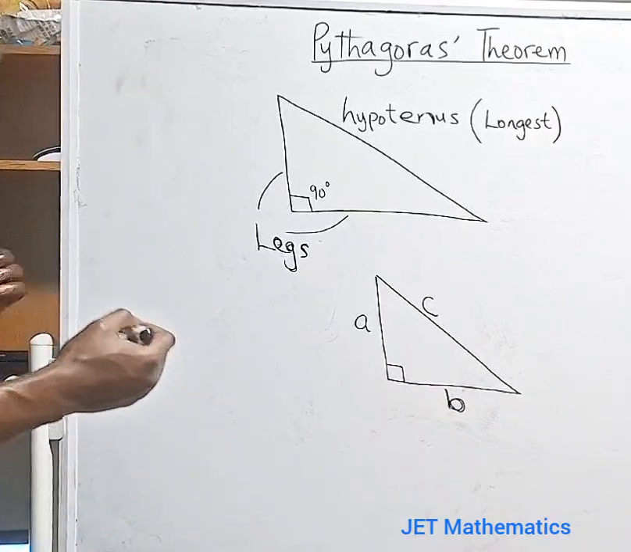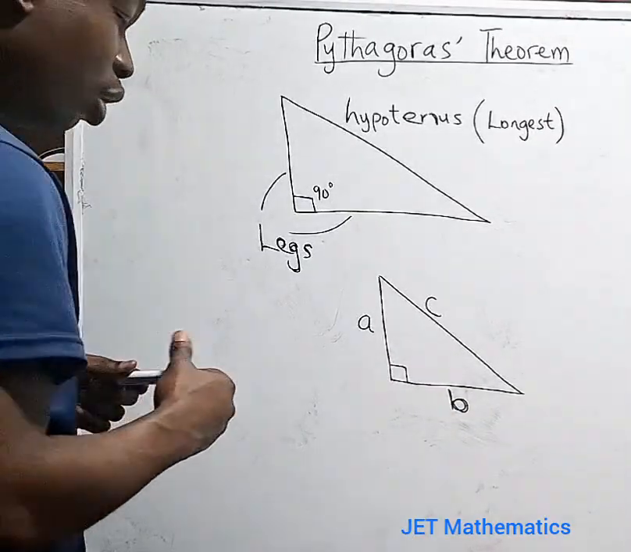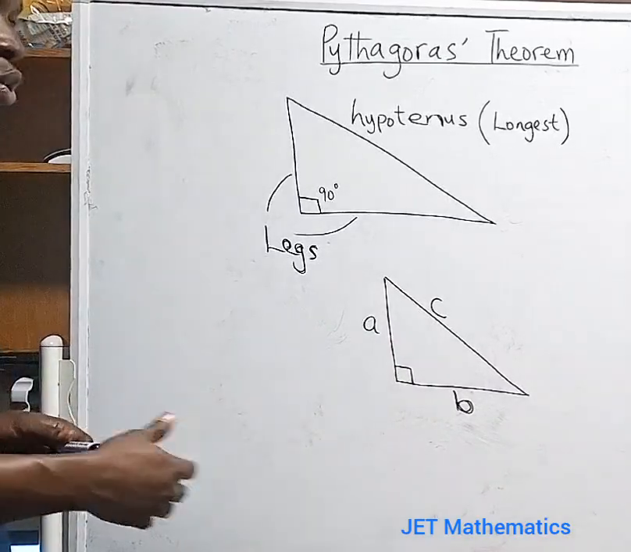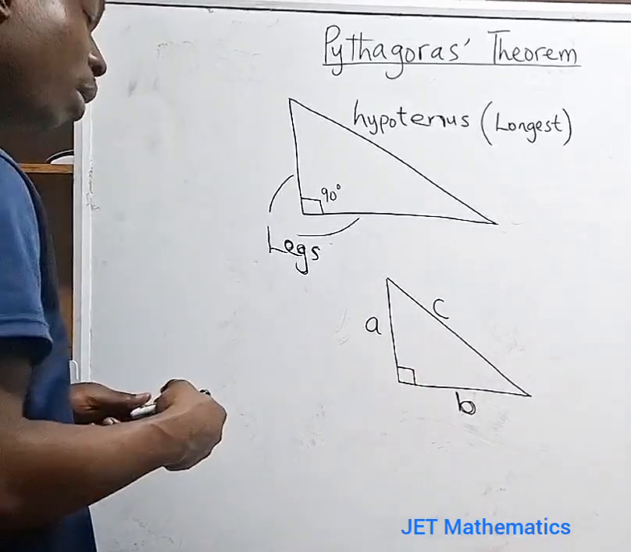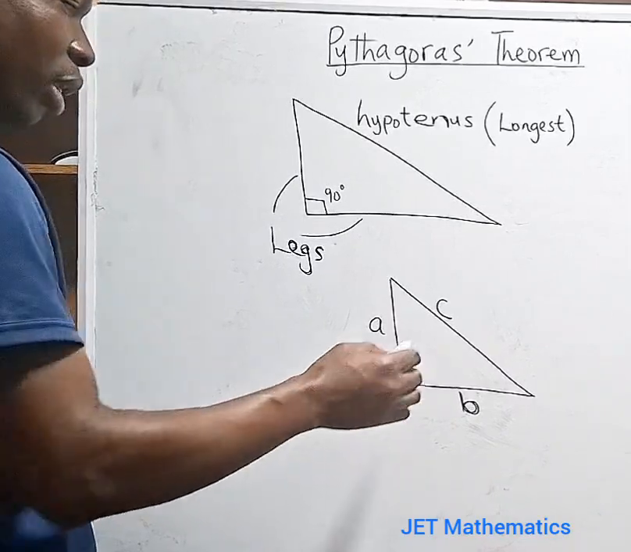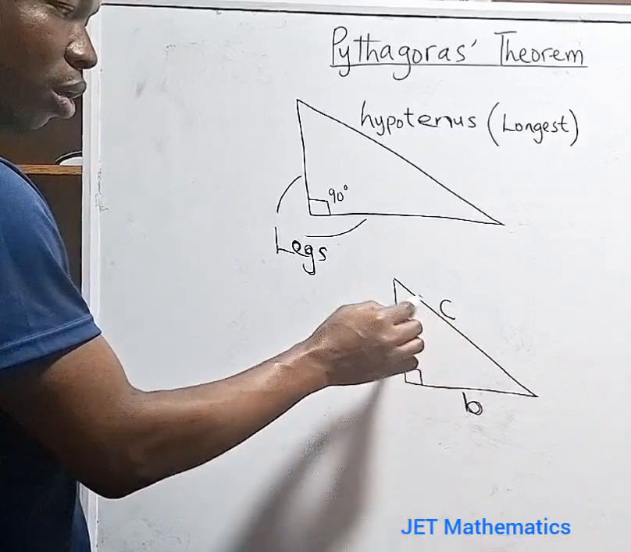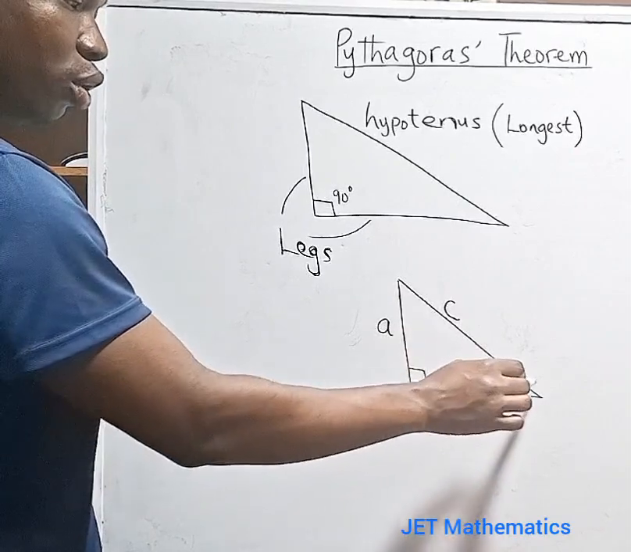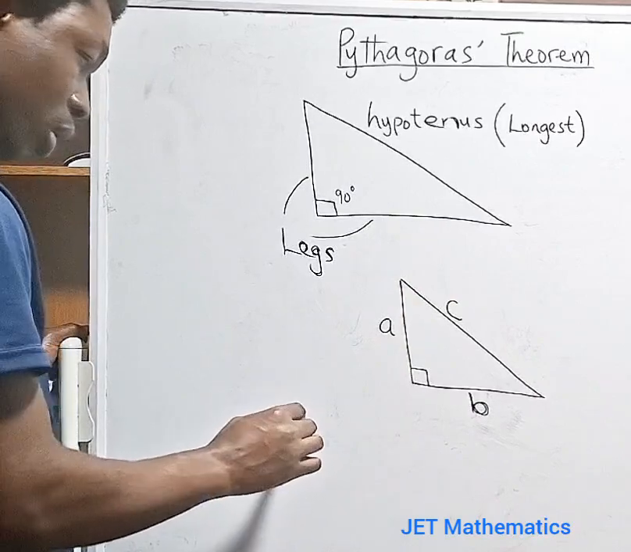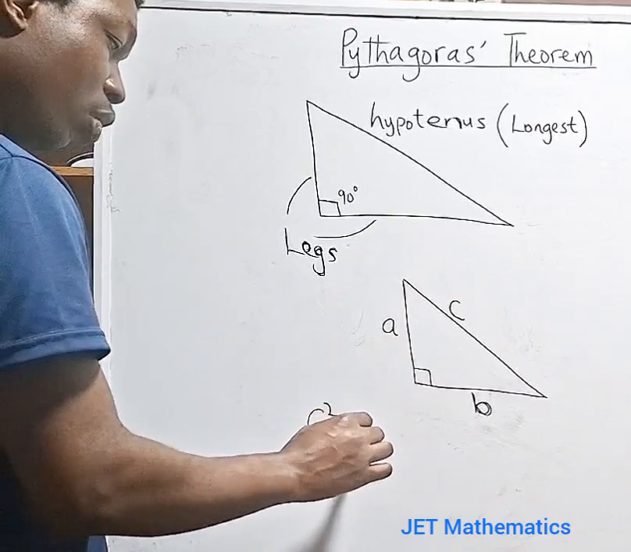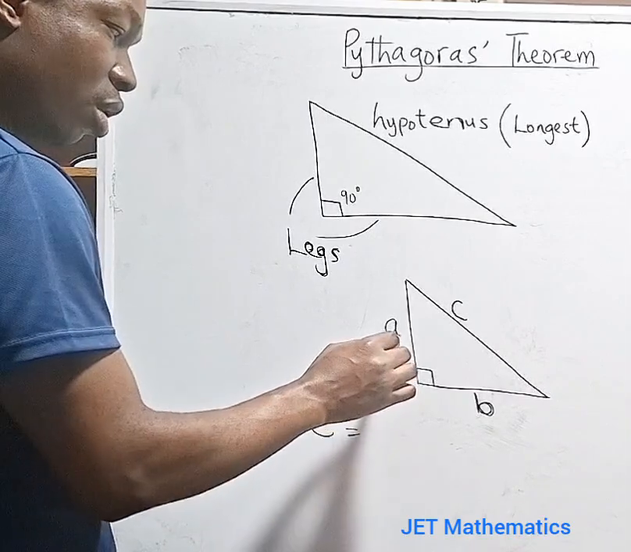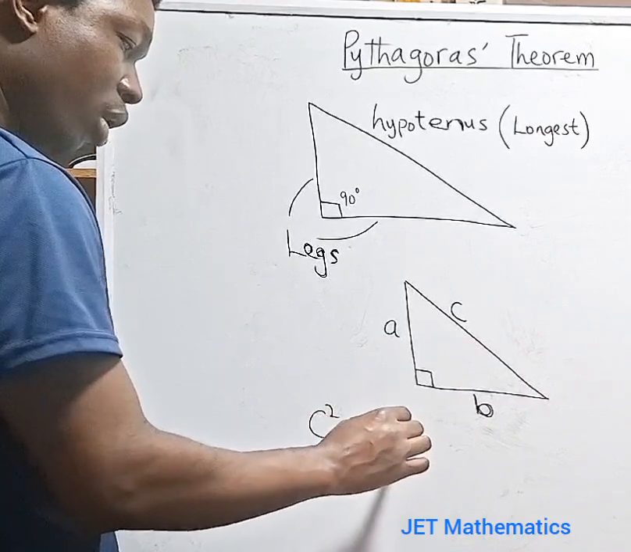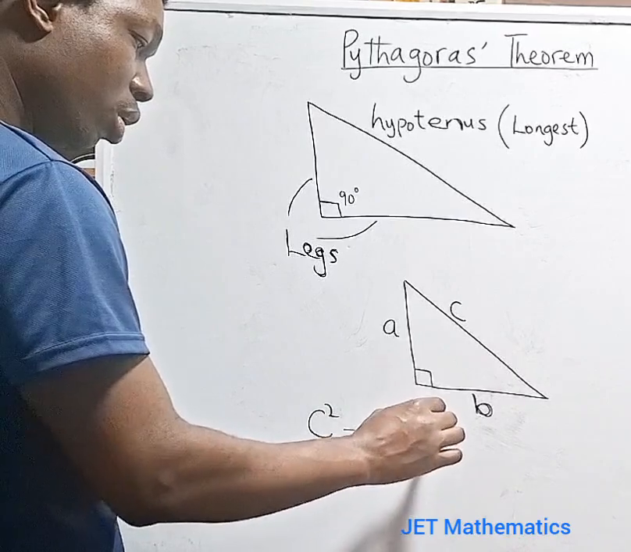So the conclusion we get from the Pythagoras theorem, in this class we will not be proving the theorem, we'll just state it, and then in the next class we'll apply the theorem. So Pythagoras theorem states that the area on the square of the hypotenuse, so C squared, is equal to the sum of the areas of the squares on the legs. So we have A squared plus B squared.